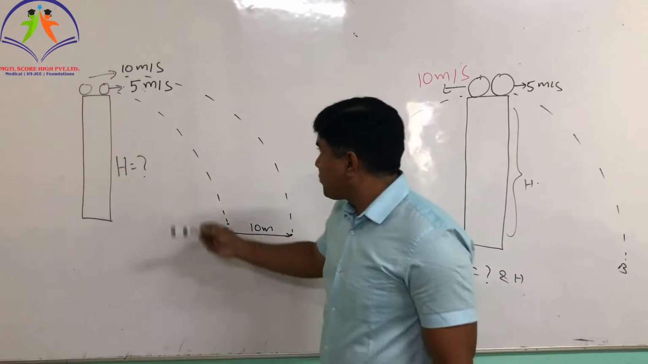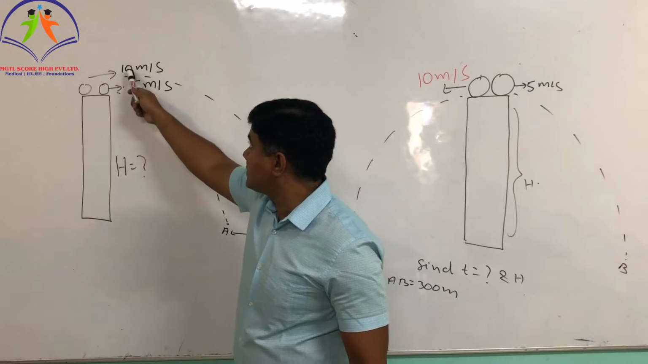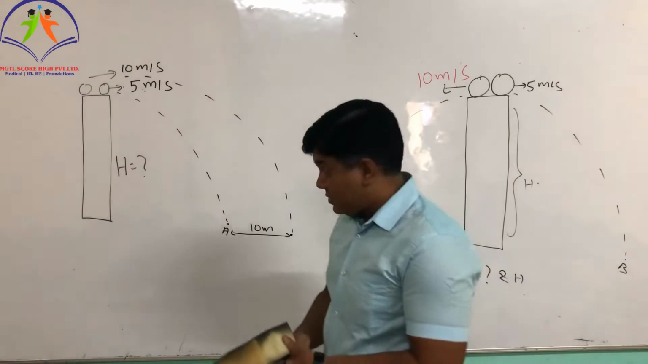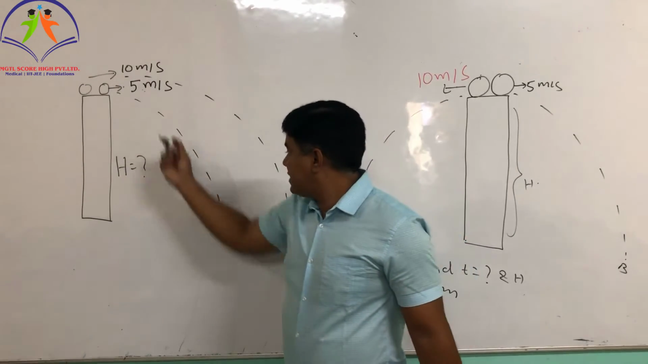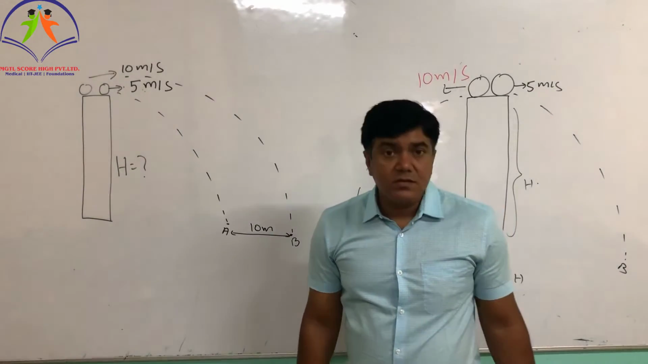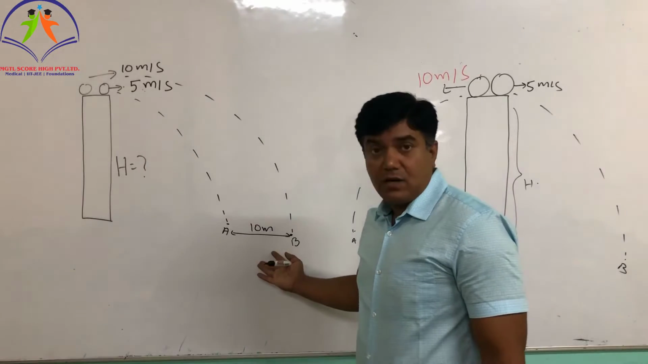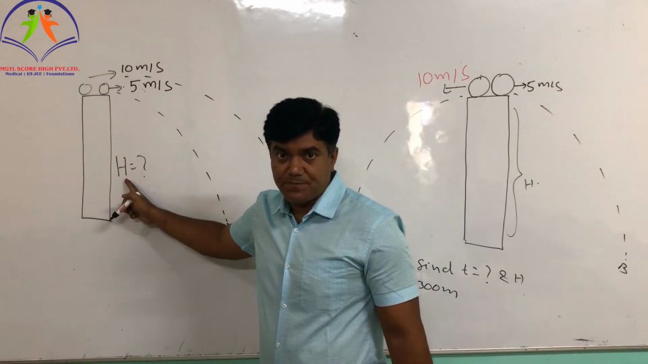Two stones are thrown with velocity 5 meter per second and 10 meter per second, and they fall to the ground at point A and at point B. The 5 meter per second stone has fallen at point A and the 10 meter per second stone at point B. The questions are: what is the time taken by the body to reach the ground, and what is the height of the tower from which they were thrown?